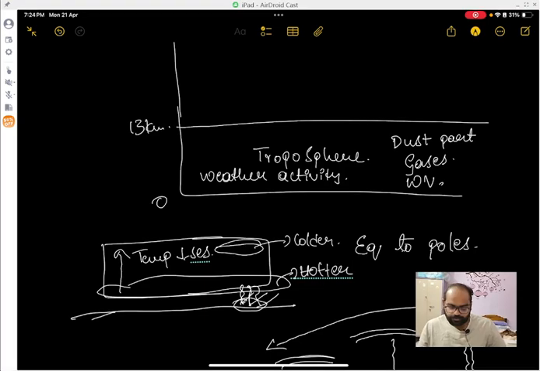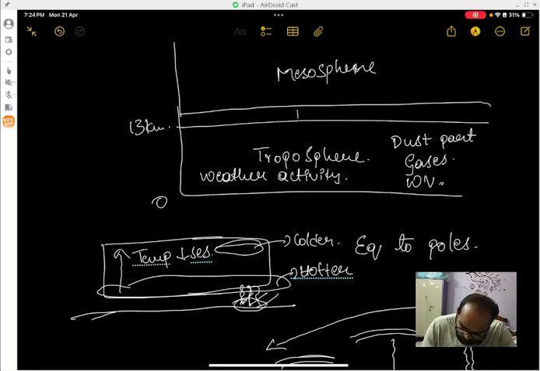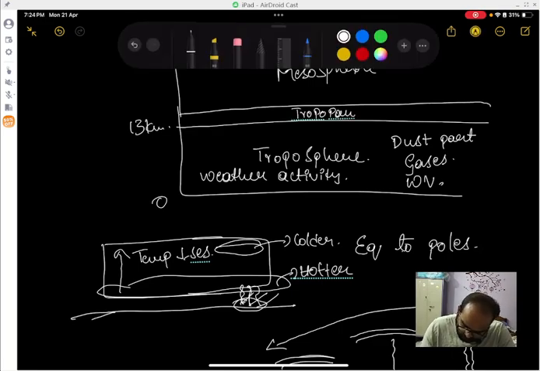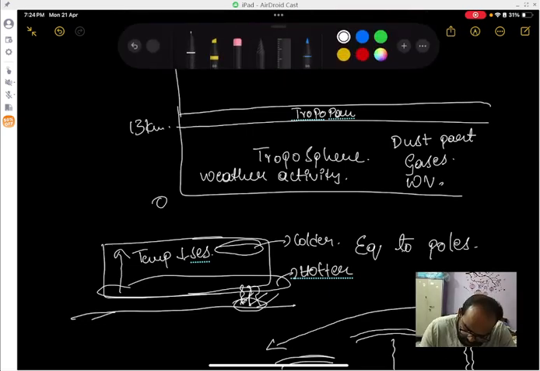After the troposphere, we have the stratosphere. In between the troposphere and the stratosphere, we have the tropopause.